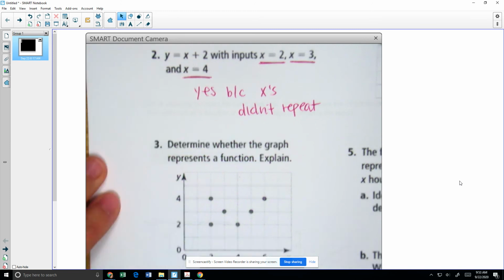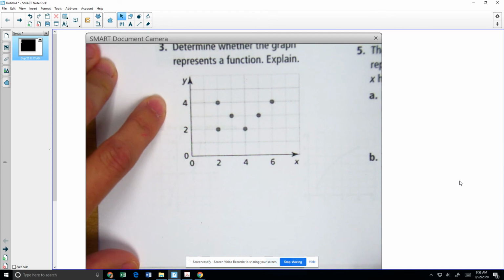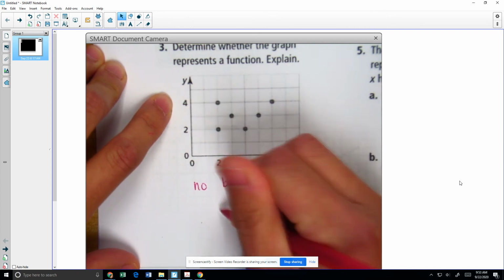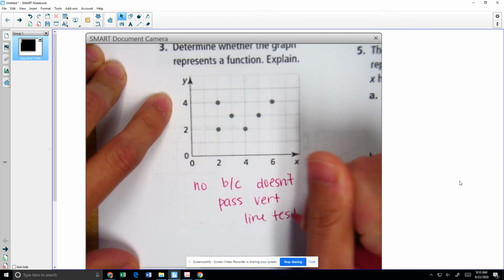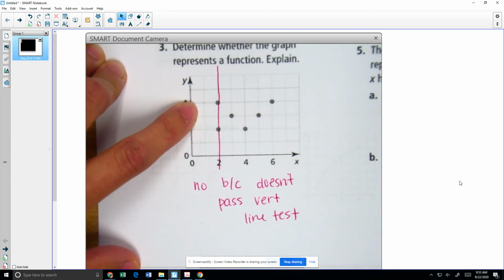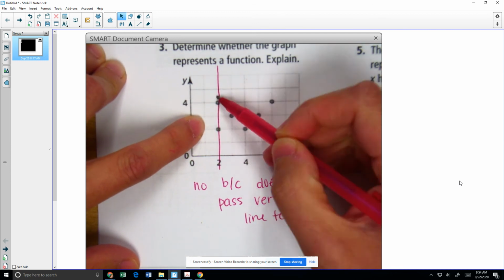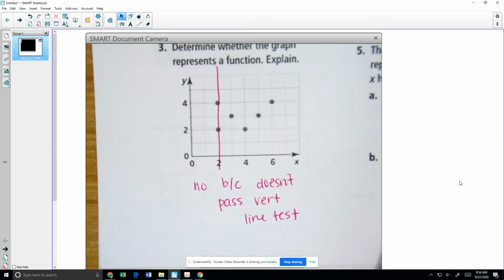Okay. This one. Let's decide whether this is a function. So you just have to look at it. Luke, what do you think? It's not a function because it doesn't pass the vertical line test right here. Or you could say that 2 repeats twice. That's the reason as well. But basically, it does not pass this vertical line test. This dot touches this line in 2 spots. No, that's not okay. All right, next one.